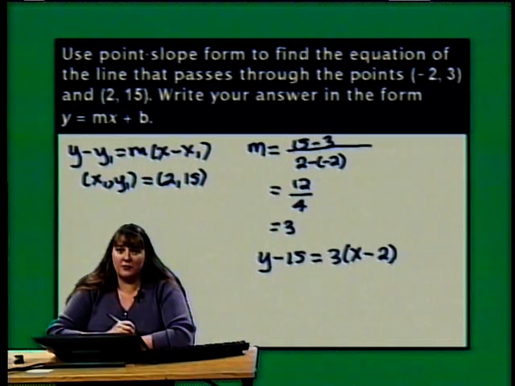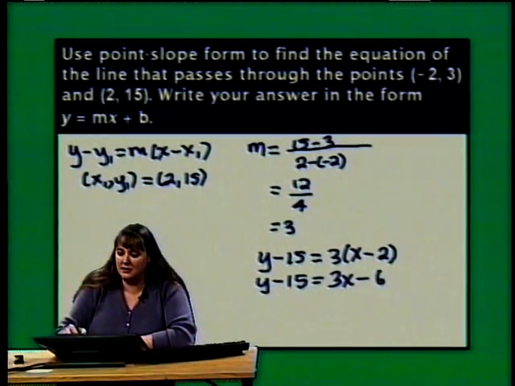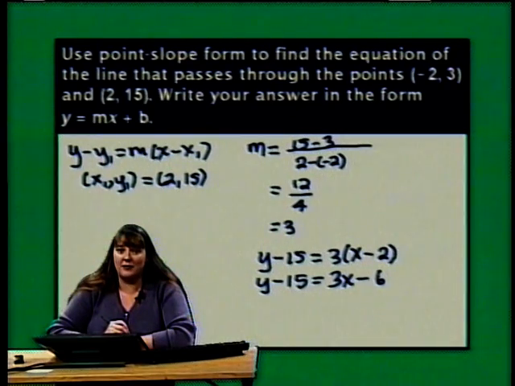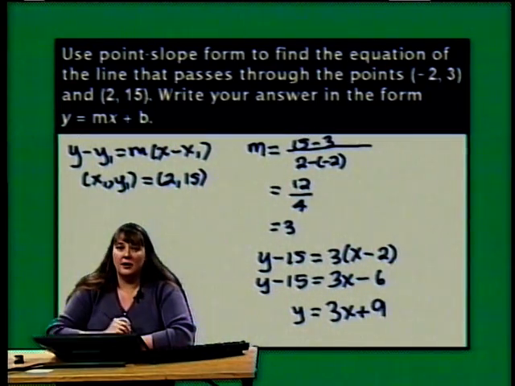So here's the formula for the equation of the line in point-slope form. We're asked to write the answer in the form y equals mx plus b, that is slope-intercept form. So let's solve this equation for y. I'm going to distribute the 3, which gives me y minus 15 equals 3x minus 6. Then I'm going to add 15 to both sides of the equation. So y equals 3x plus 9. This is my proposed equation of the line passing through the points negative 2, 3 and 2, 15.